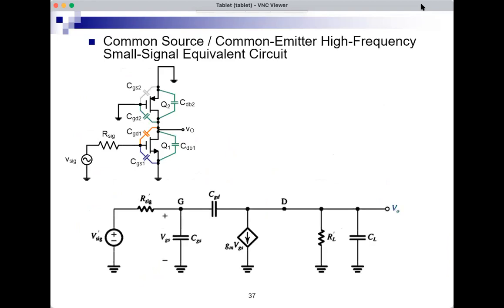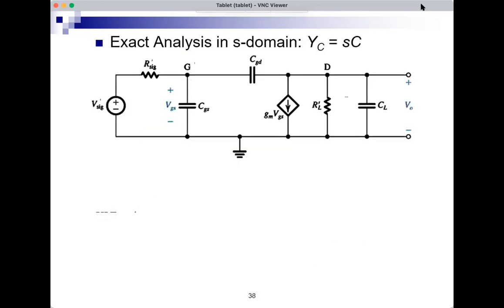Here's the circuit. And remember, we're starting from the circuit, and what are we after? We are after the transfer function. We want to find the transfer function of this circuit. And to do that, I would have to do a circuit analysis in order to find VO over V prime sig.